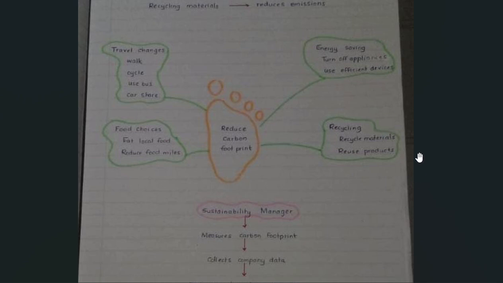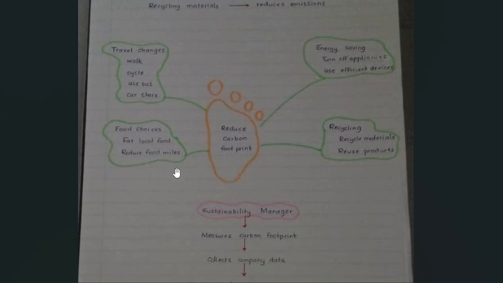Another thing is recycling. If you can recycle materials, there will be less production of brand new products. So if you can recycle, there will be fewer carbon emissions. And another one is reusing products. So recycling and reusing are things you can do to reduce the carbon footprint.